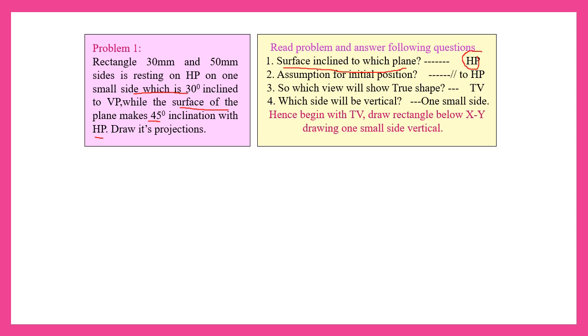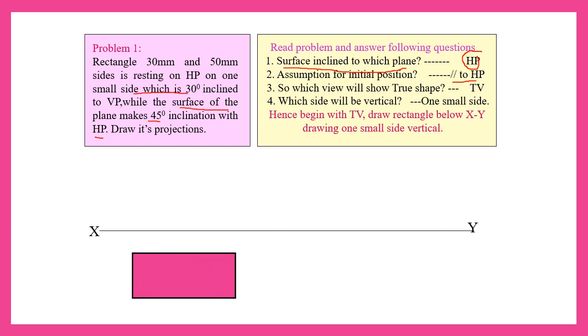So what we have to do is assume it as parallel to HP. If it is inclined to HP, you need to assume the plane is parallel to HP. This is the first step. If a rectangle is parallel to HP, you will obtain the rectangle in the top view. This is the first initial position, and the front view will be a line. This is the front view.